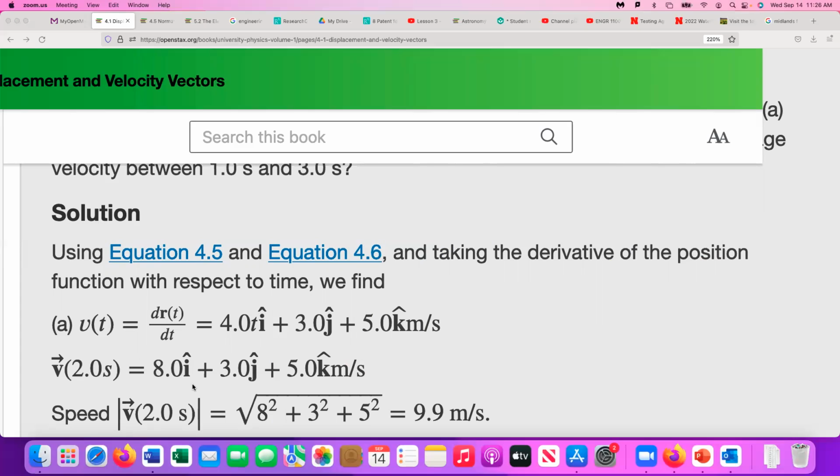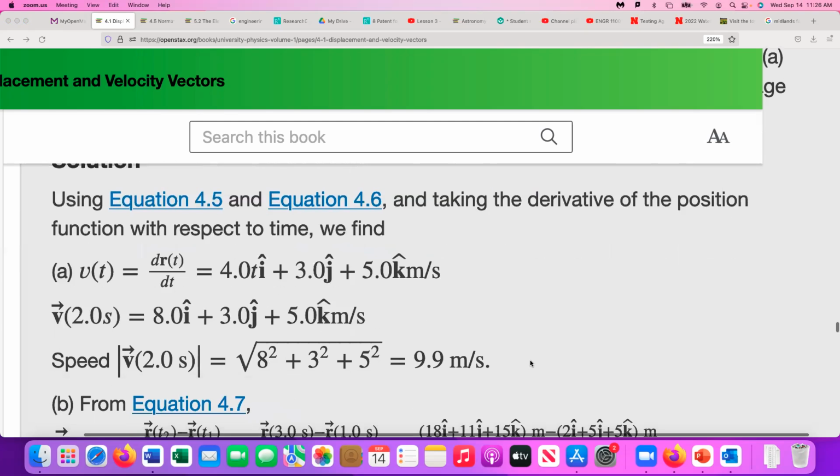Then they want to know what the speed is at 2 seconds. Well, the speed is just the magnitude of the velocity. So we take the magnitude by using the Pythagorean theorem, the square root of 8 squared plus 3 squared plus 5 squared, which ends up being 9.9 meters per second.